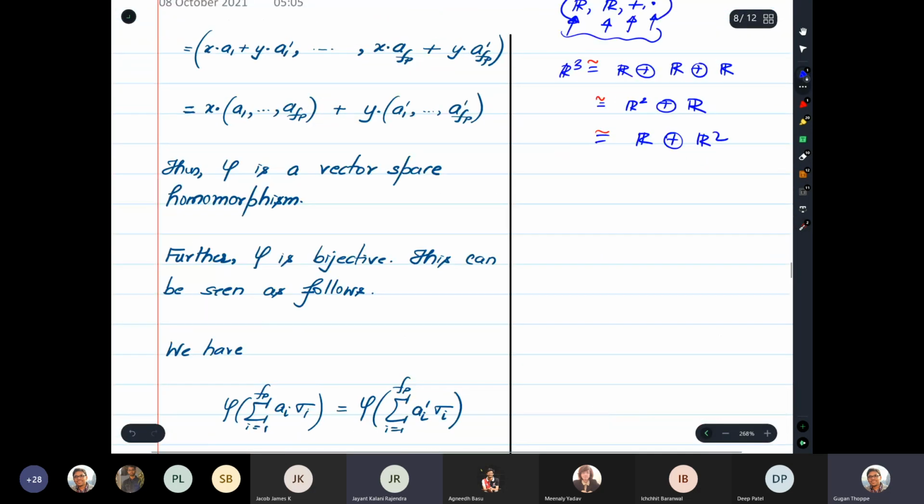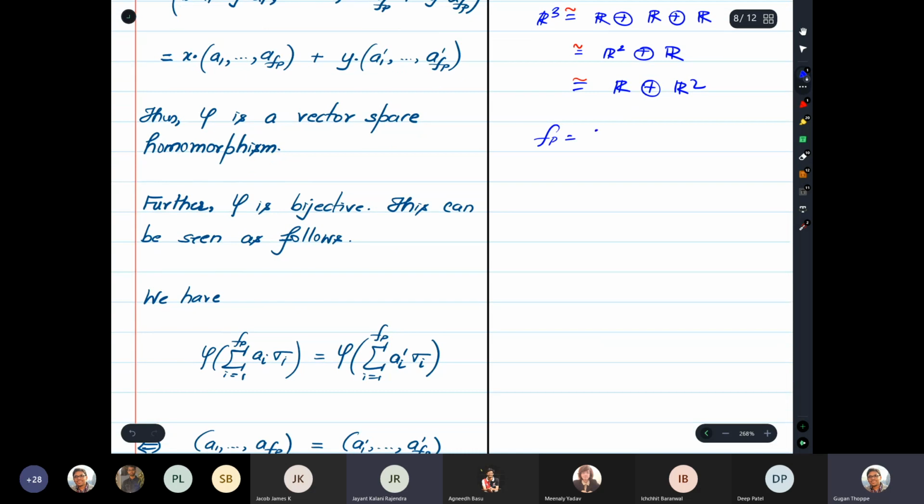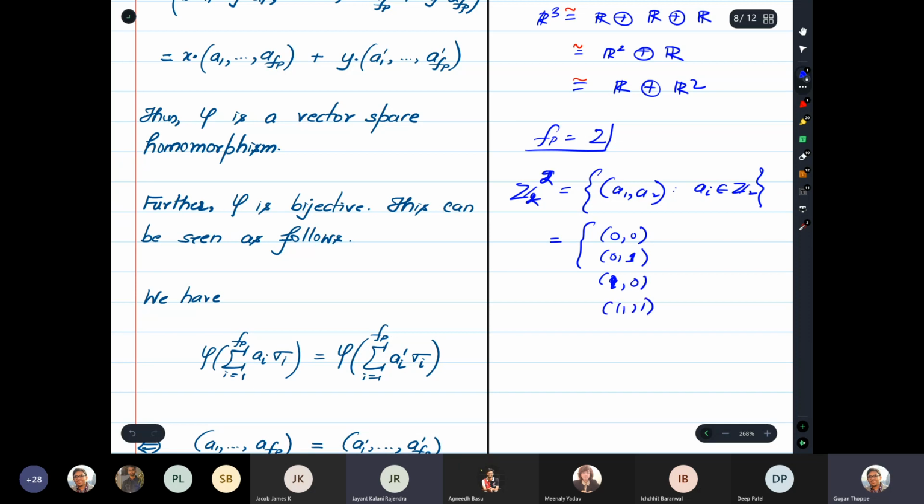Let me just give you an example. Let's say Fp is 2. So what is Z2 to the power 2? This is the collection of all elements, let's say (a1, a2), such that ai lies in Z2. So this means that I have elements of the form (0,0), (0,1), (1,0), and (1,1). This is what it means.